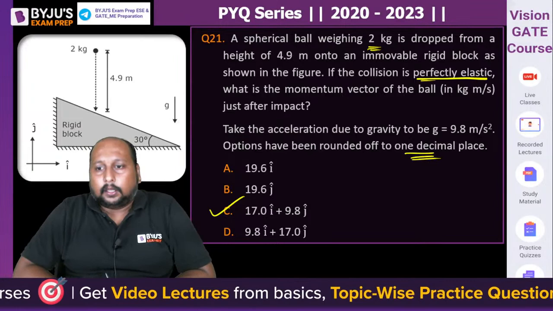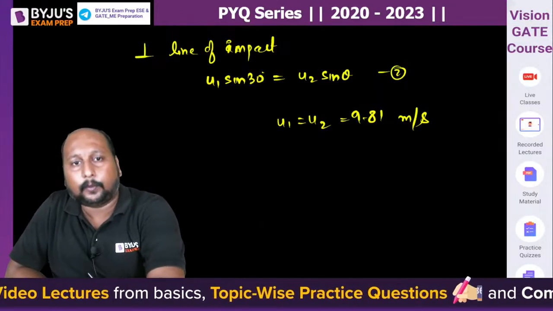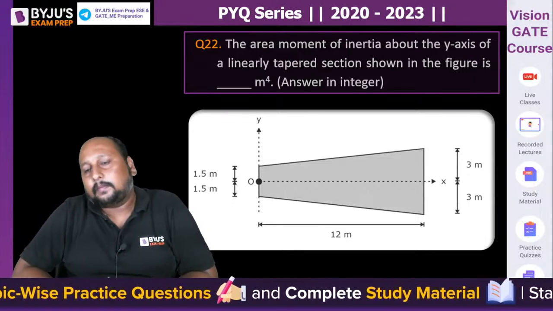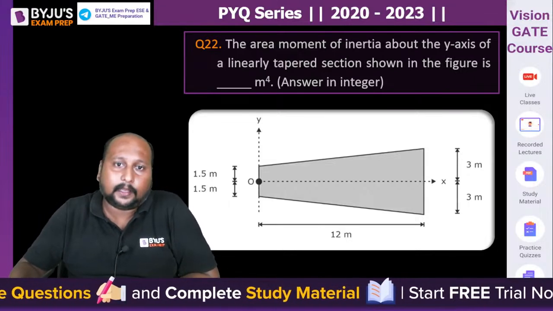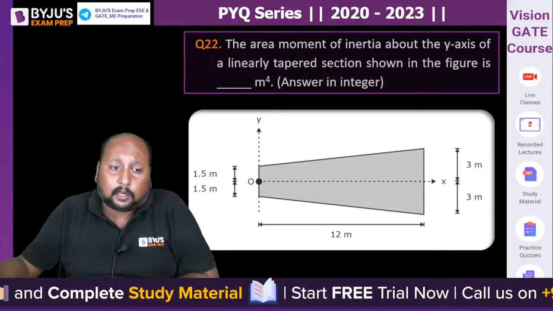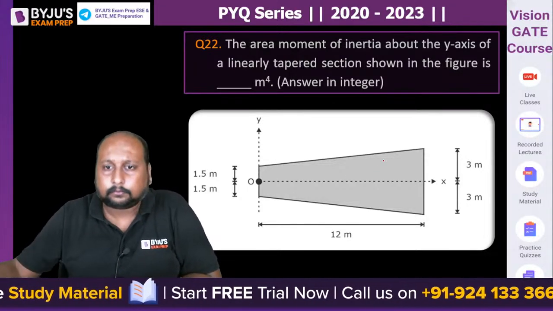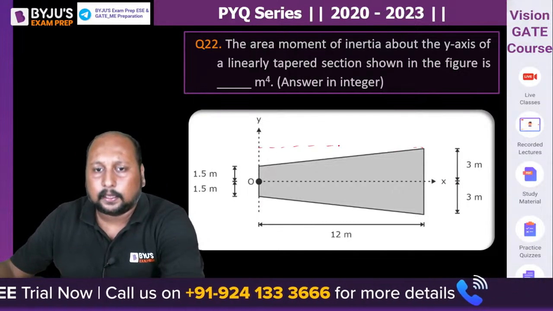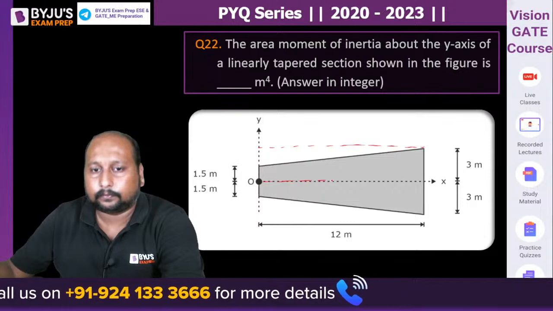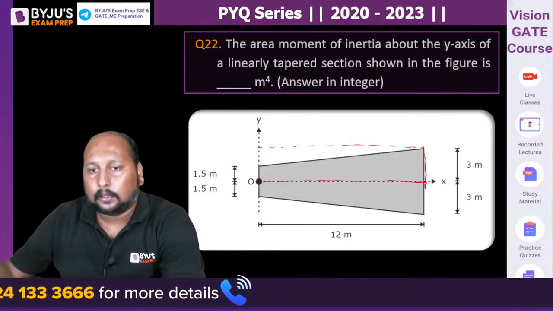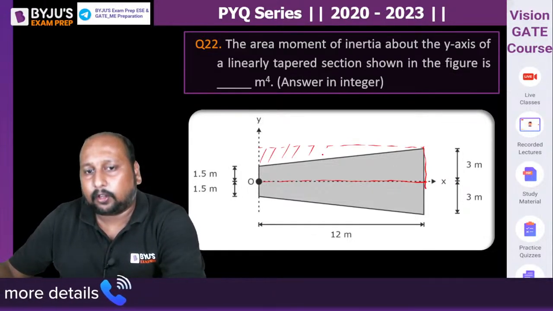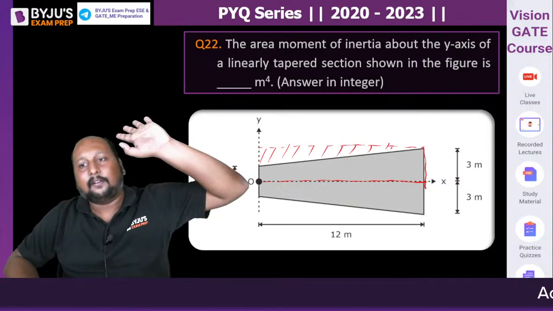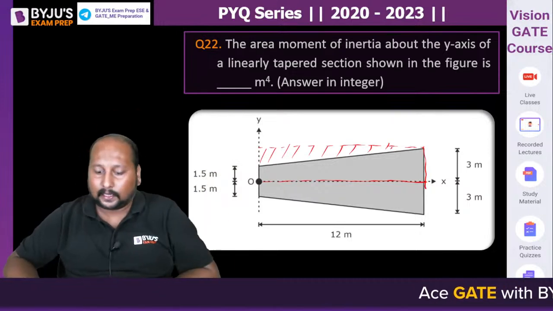Right? Fine. Let's go to the last question on the screen. Question number 22. This is a very easy question from the area moment of inertia. Now, if I try to simplify this into a simple concept, let's suppose this is a rectangle. If I remove the moment of inertia of the triangular portion, can we calculate the half value? Once we calculate the half value, problem is solved. Multiply by 2, get the answer.